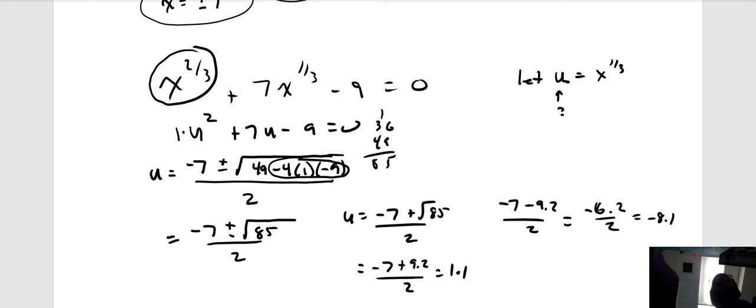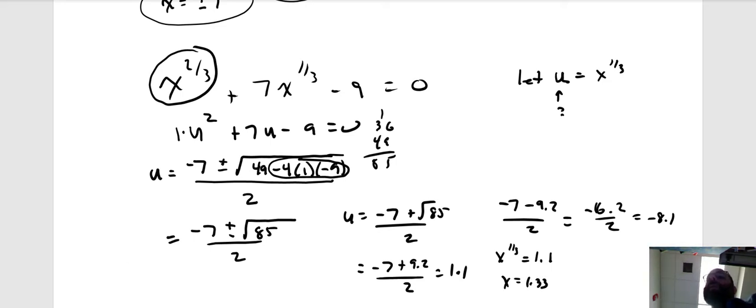Now, this thing is not done quite yet because u isn't what we were looking for. We were looking for x. So remember, this u is x to the 1/3. So we have x to the 1/3 is equal to 1.1. And this is solved by cubing both sides. I get 1.33, give or take.